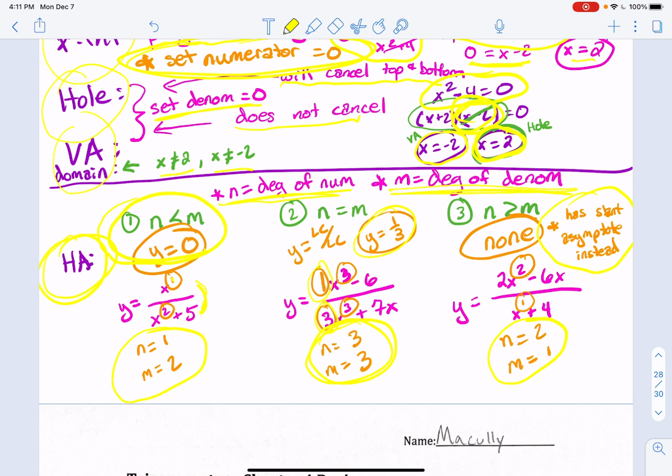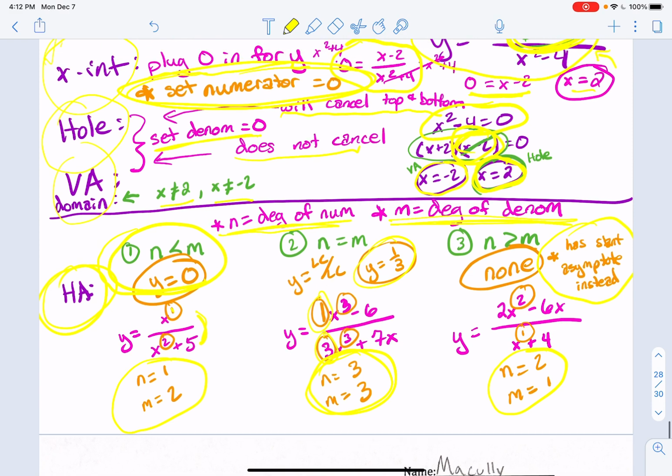On the test, I am not going to give you a slant asymptote. I only give you horizontal and vertical asymptotes. So you don't have to do the slant asymptote or the long division to find it. But I wanted to put that note in there: if you don't have a horizontal asymptote, a lot of times you will have a slant asymptote.